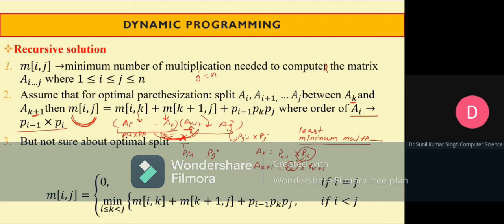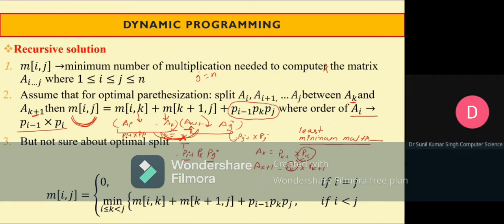So here, for multiplying these two matrices, how many multiplications are required? Pi minus 1 into pk into pj. Look at here, it is mentioned.